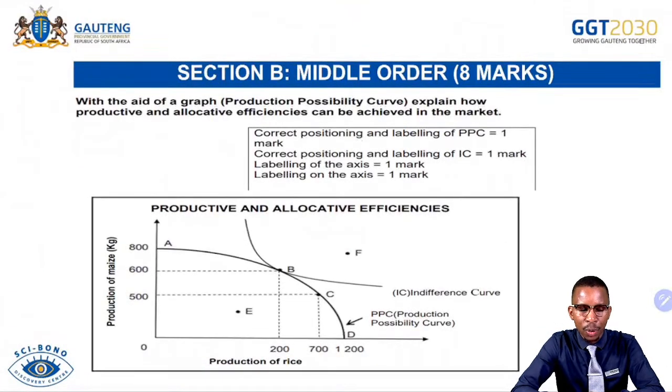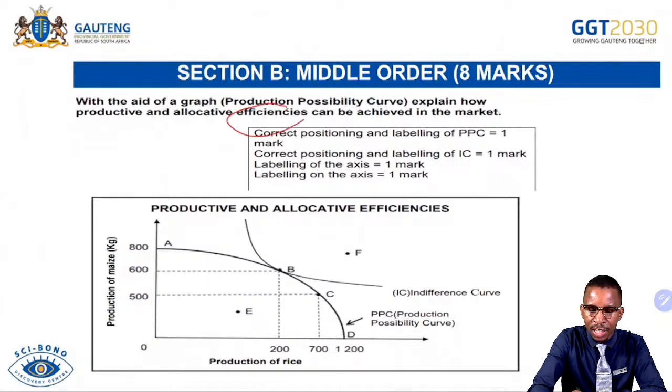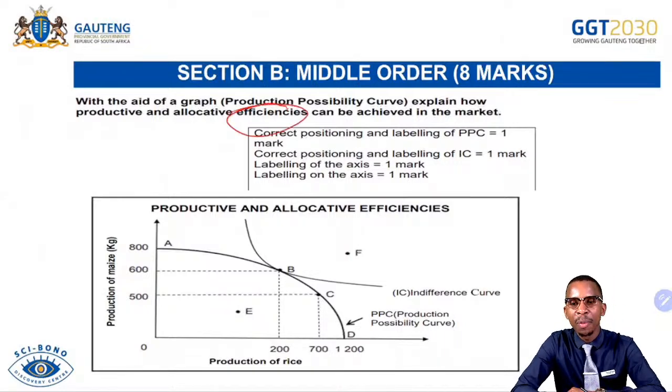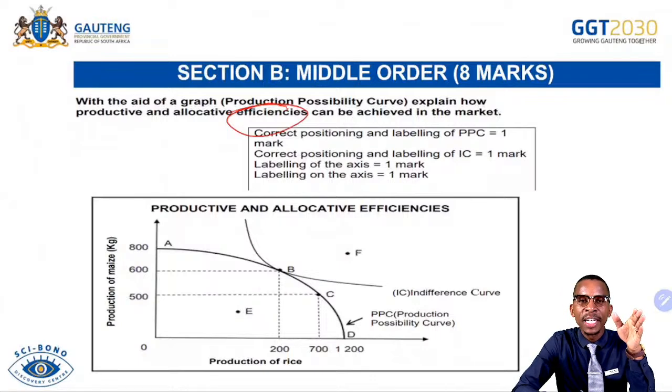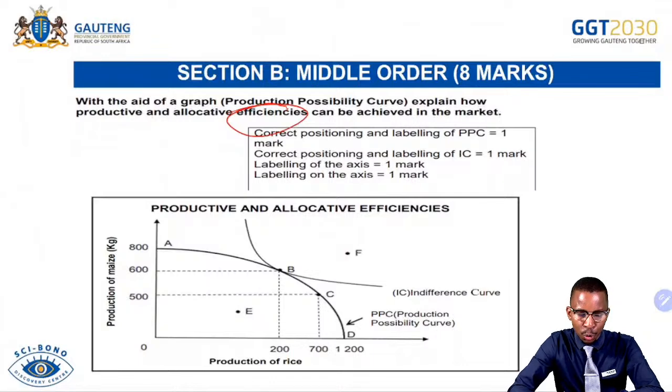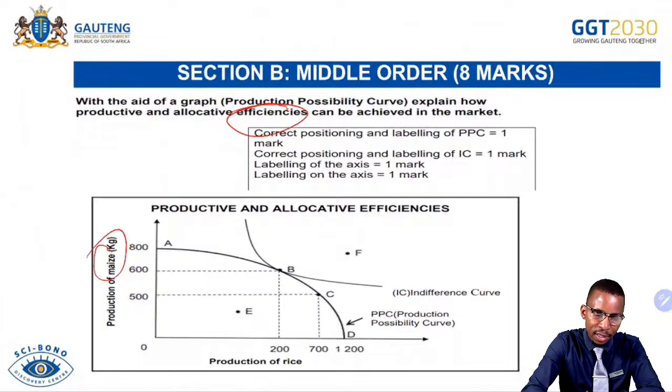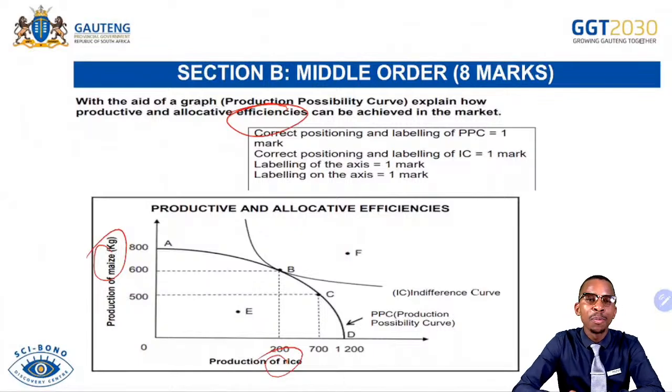And then here you are given the question: with the aid of a graph of the production possibility curve, explain how productive and allocative inefficiencies can be achieved. Allocative efficiency. So remember, the question can also be about inefficiencies, so I will explain both here. This is the PPC where we produce two products. We have the product of maize and then a product of rice. Remember, these goods are satisfying the same nutrient and they are also substitutes for each other.